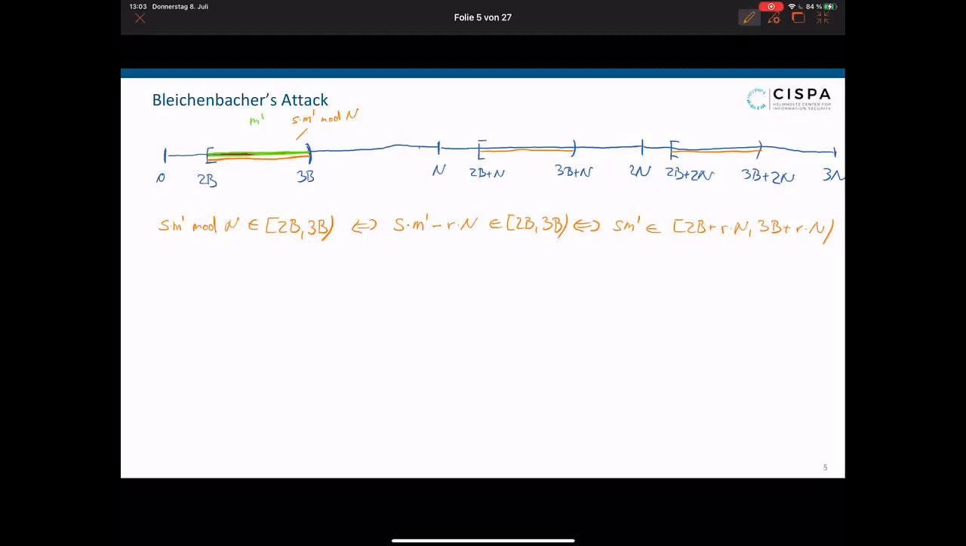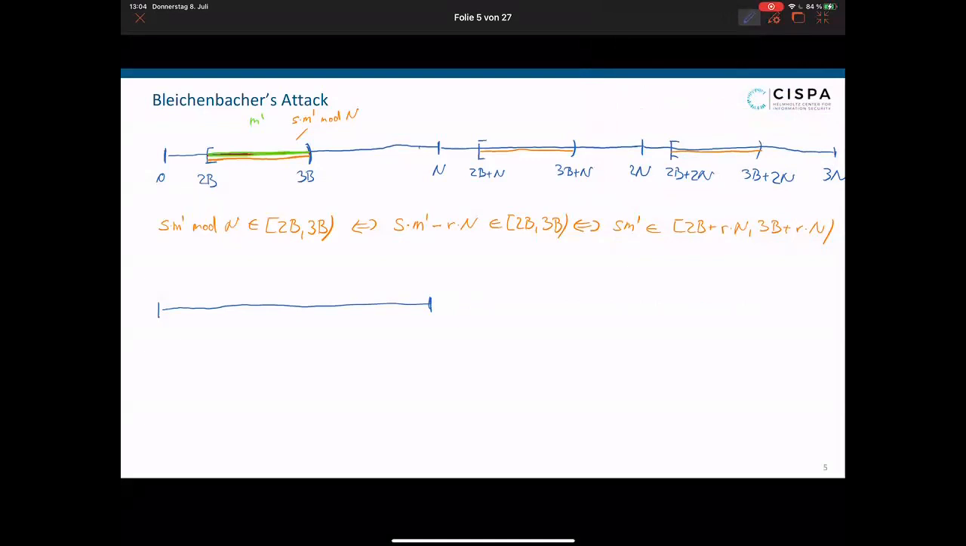What does that tell us about M prime? If we know that S times M prime is in one of these intervals, well, now we're computing over the integers, right? Oh, sorry, no, that's too much. Let's just go until n. If we know that S times M prime is in one of these guys, we can just scale them down, right? Then M must be in one of the scaled down versions of these intervals.